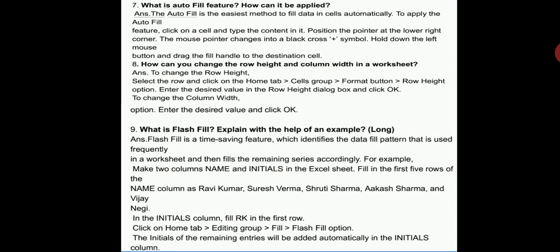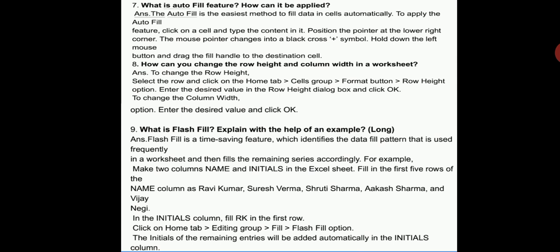Autofill is the easiest method to fill the data in cells automatically. To apply the autofill feature, click on a cell and type the content in it. Position the pointer at the lower right corner. The mouse pointer changes into a black cross plus symbol. Hold down the left mouse button and drag the fill handle to the destination cell.